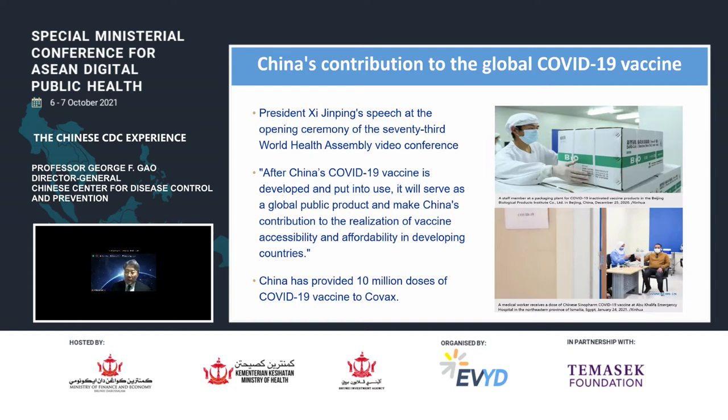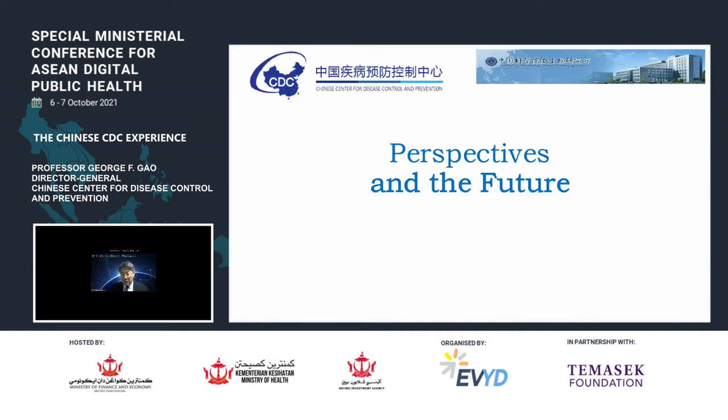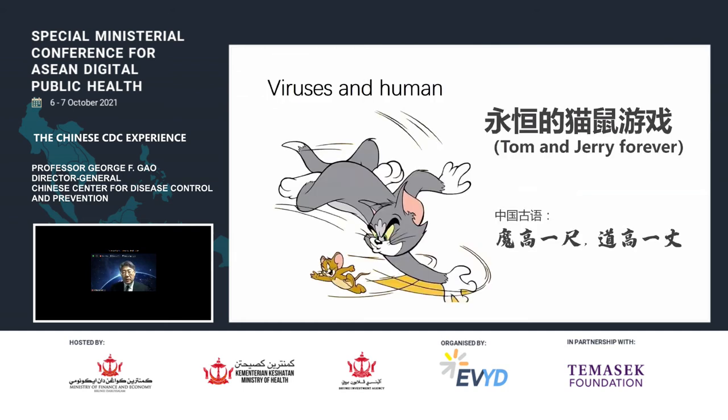And here, I also want to share with you the future for Disease X, the future for the control of pandemics. I am asked by someone, George, can we really get rid of these viruses in the future? And are we ready for the next pandemic? Well, viruses and humans, what's the relationship? The relationship of viruses and humans is like a Tom and Jerry story. It's really a Tom and Jerry story.